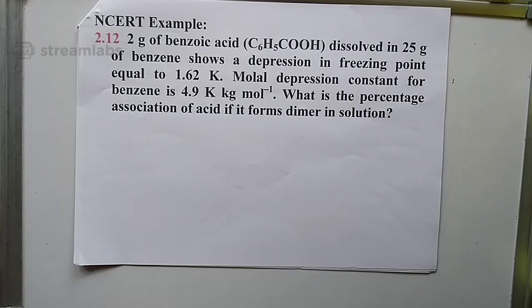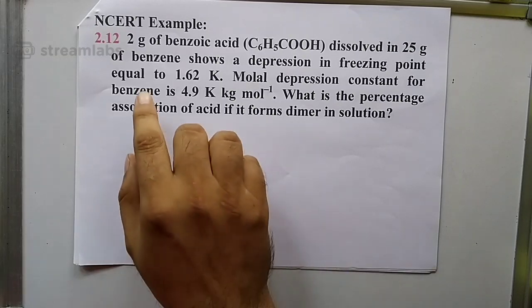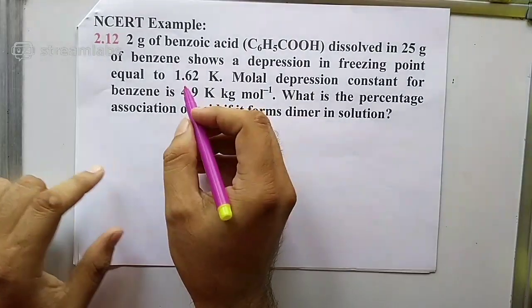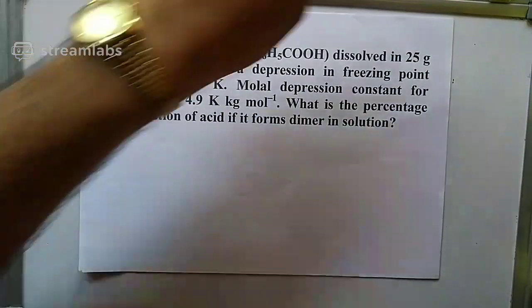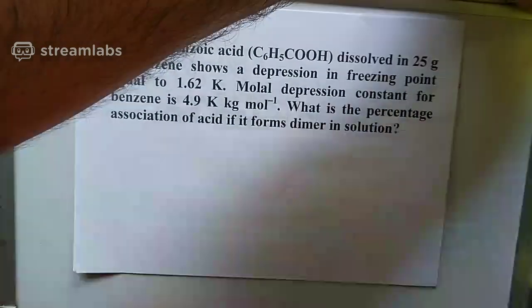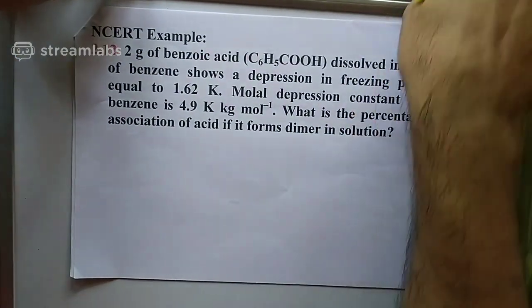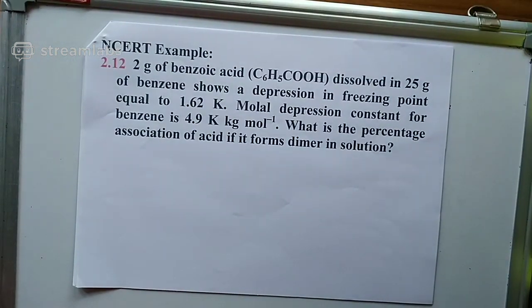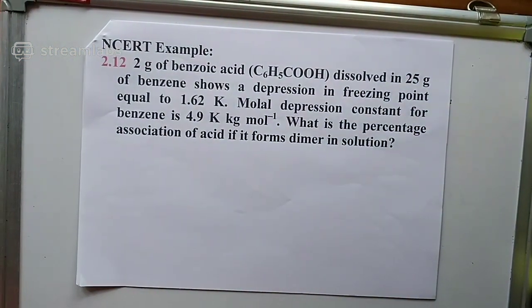of benzoic acid is dissolved in 25 grams of benzene shows a depression in freezing point equal to 1.62 Kelvin. That is what is given there. So we have to write certain things, what is given there, equal to 1.62. So let us start writing.